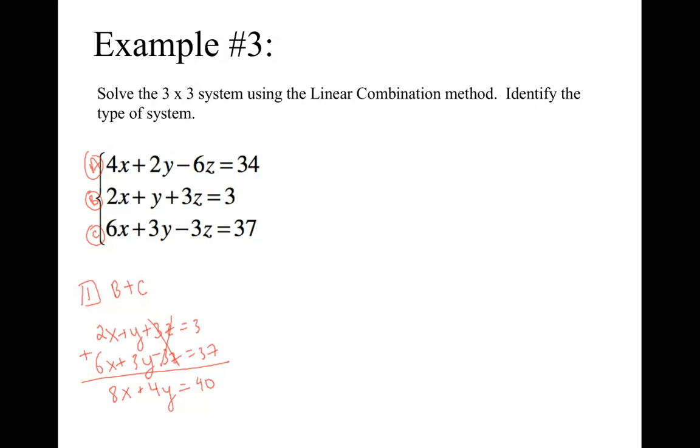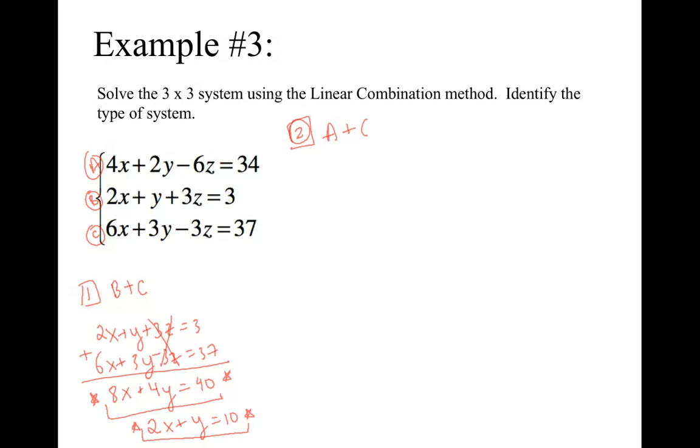Could probably simplify that if I wanted, right? Probably divide everything by 4. Let's do it. Divide everything by 4. 2x plus y equals 10. That's nicer. And then I'll write them both and see which one I need in a moment. Okay, so for step 2, I'm going to have to use A, and I'll use something else. I'll use A and C.